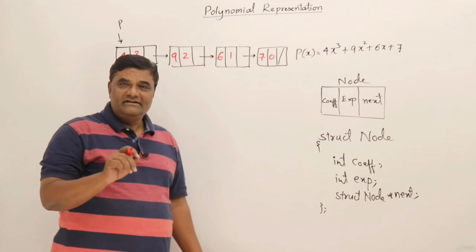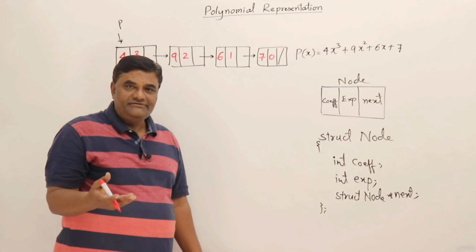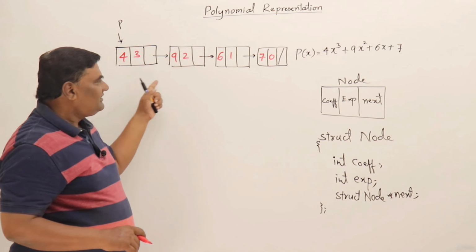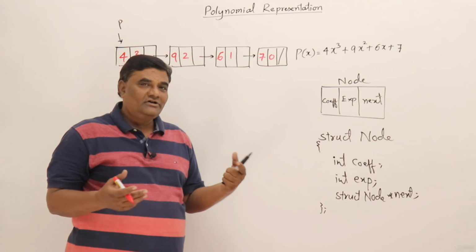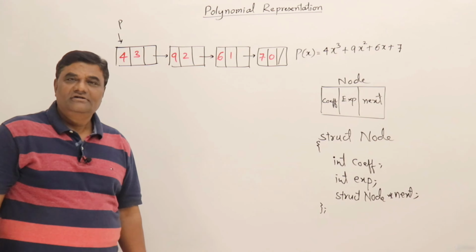If you remember, in arrays we were also storing how many terms there are. Here we don't need to store that. If you want, you can store it somewhere else. Otherwise, the number of nodes is equal to the number of terms. We will not have any extra nodes here. So that's all, this is the representation.